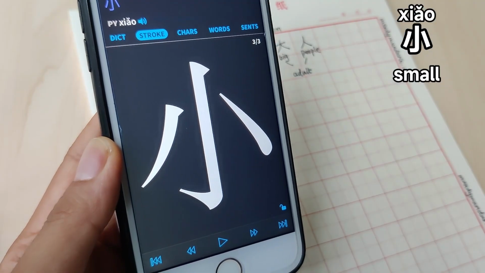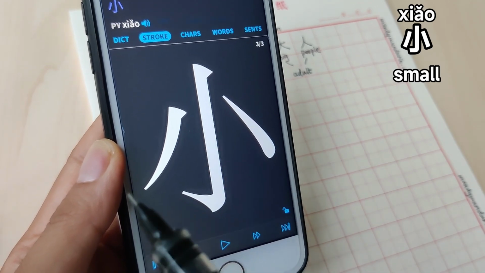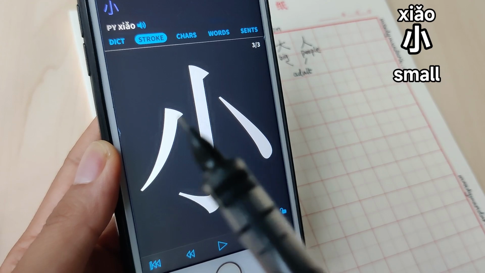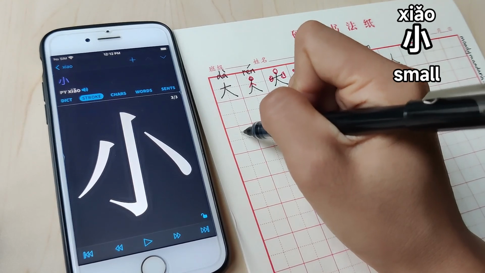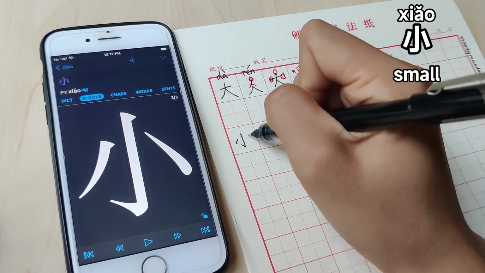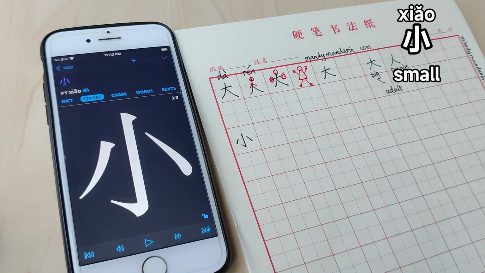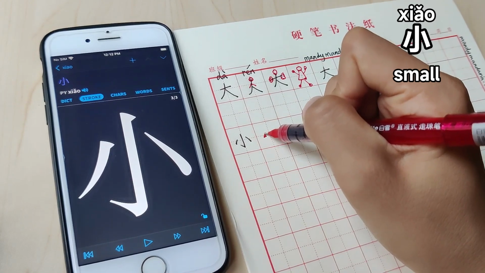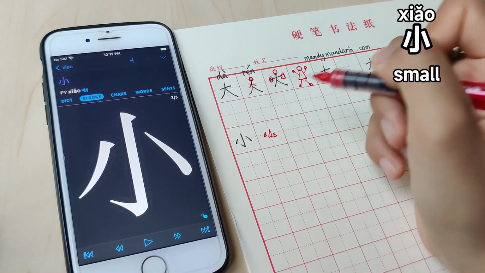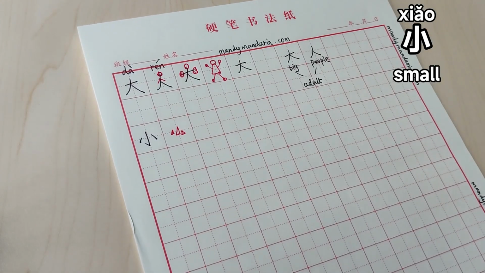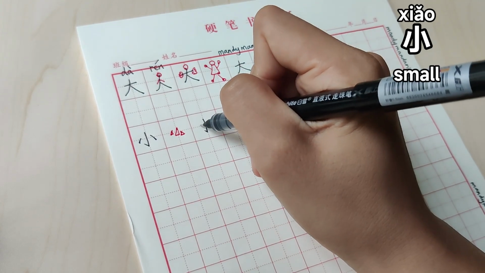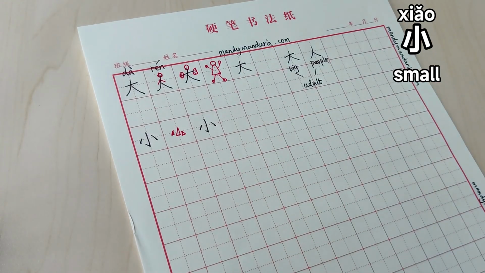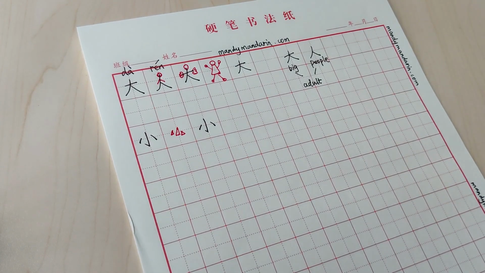Now let's move on to the next one. 小. We write it from the middle to the side. Okay, middle to the side. Let's try it. So 1, 2, 3. 小. In ancient Chinese, the 小 means like 2 or 3 little grains of sand. It's really small. Okay, so now let's try to write the 小 one more time. We go 1, 2, 3. Very good.